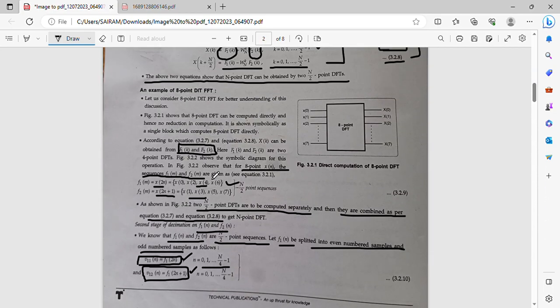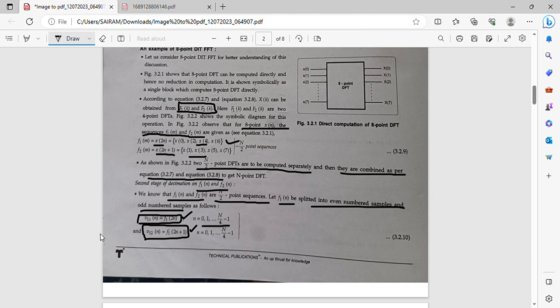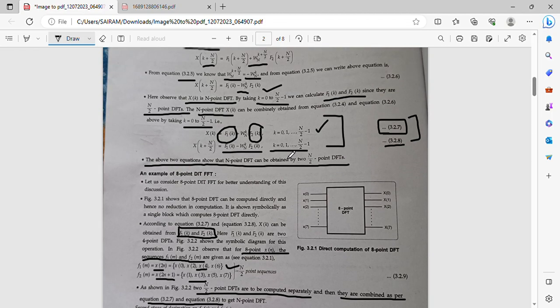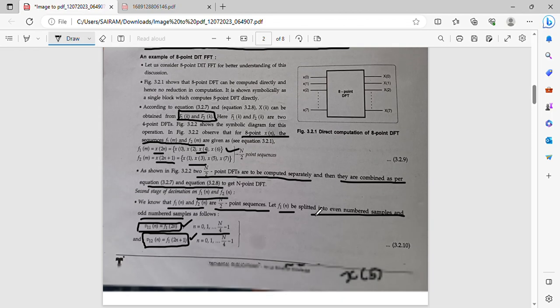Here we are trying to tell that, according to our 8-point DFT, we have divided it into two parts, wherein it is f1 of m and f2 of m. So f1 of m contains all even sequences and f2 of m contains all odd ones. That one we showed how to do. The n by 2-point DFTs are computed separately and clubbed together according to these two equations.